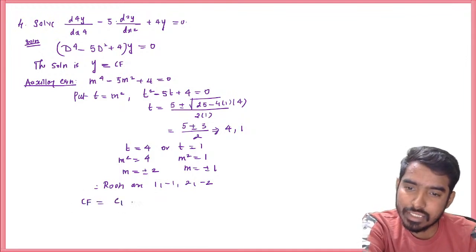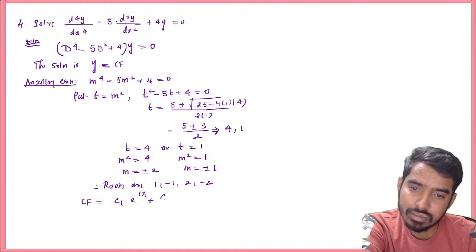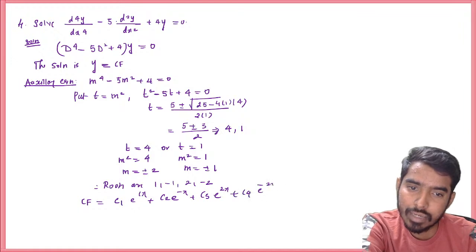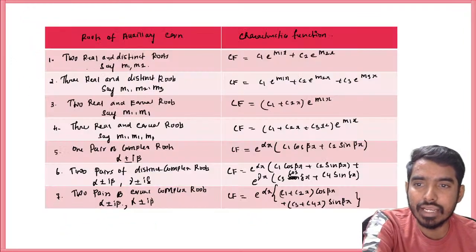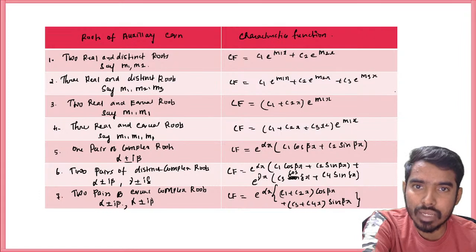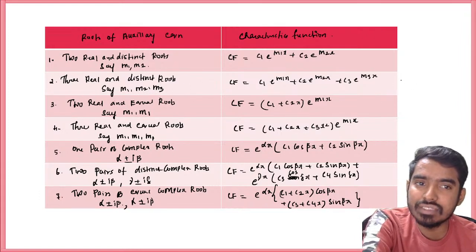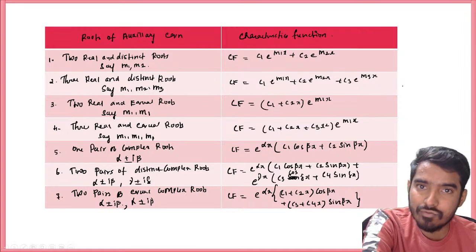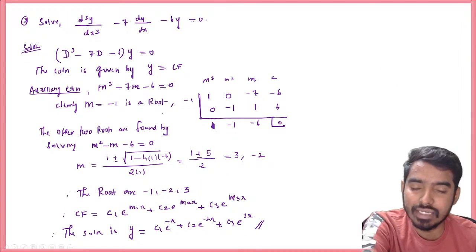The complementary function is given by c1 e^x, c2 e^(minus x), c3 e^(2x) plus c4 e^(minus 2x). So you can extend this also, right? If it is 4 distinct roots, you will add c4 e^(m4 x). If it is 5 distinct roots, you will have another term, c5 e^(m5 x), right? Very simple. Just have to extend from now on.